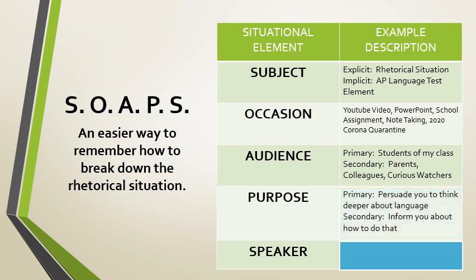What is the purpose of the speech? Well, my primary purpose of the speech is, again, persuasive. It's to persuade you to start thinking deeper about language, right? That's what I really want you to do, is to start realizing that there are all these different elements to language. Secondarily, I'm informing you about how to do that, right? Now, again, a lot of people will say, no, no, no, the informational part is primary, whereas in reality it's not, because ultimately what I want you to do is to start thinking deeper about language, and I'm doing that by informing you. So the primary purpose is still persuasive.